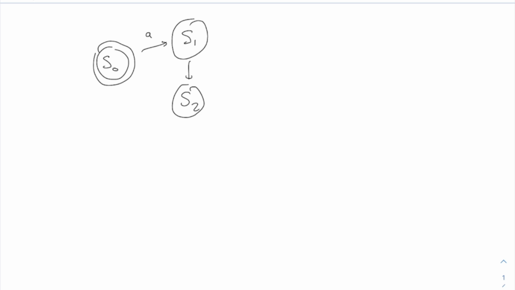So here is a DFA. I'm going to give names to the states because I am going to describe it formally. I'm going to call the states S0, S1, S2. And the alphabet here is going to be just A. And this is my DFA, all right? Here the alphabet is just A. This DFA accepts.